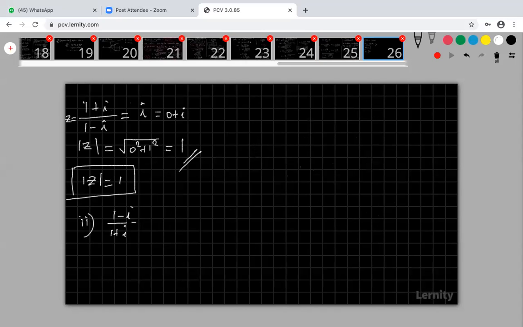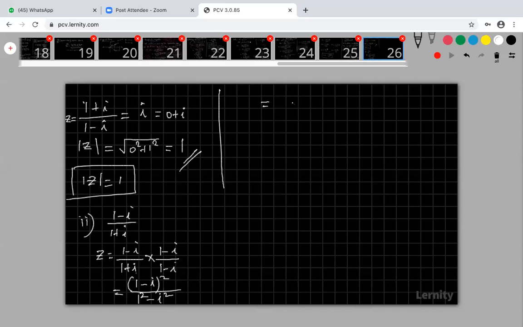What is the answer for this one? Modulus z equal to 1 minus i by 1 plus i. Multiply by the conjugate, 1 minus i by 1 minus i. So here 1 minus i the whole square, divided by a plus b, a minus b, that formula is a square minus b square, 1 square minus i square.